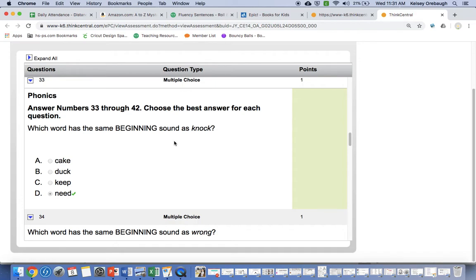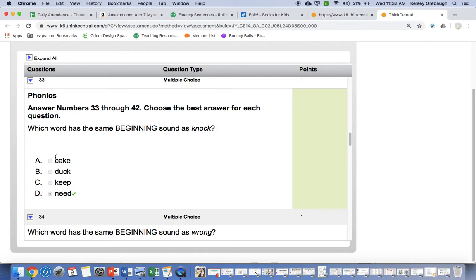So the first question asks, which word has the same beginning sound as knock? So we're focusing on the beginning sound, what the word sounds like. To help yourself here, you could even close your eyes and say the word knock. Try it. Knock. What's the first sound, the beginning sound you hear in knock? The first sound is N. Now let's look at all the answer choices. We have cake, duck, keep, need.